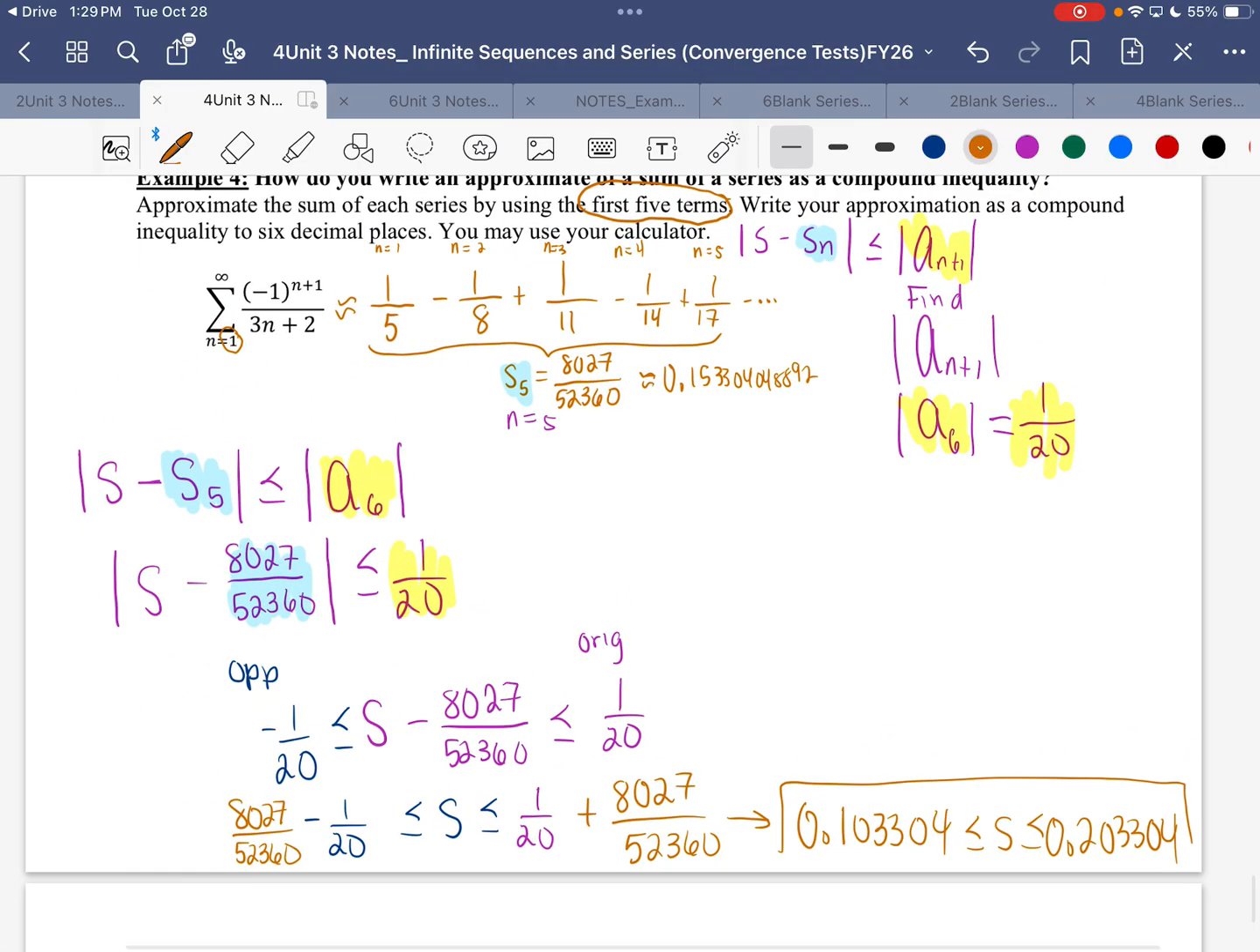Oh, I meant to ask you, how do you think I would make this more accurate? By getting more terms. As n goes to infinity, it gets closer and closer to the actual sum. So the bigger the n, the more accurate your representation of the infinite series would be.